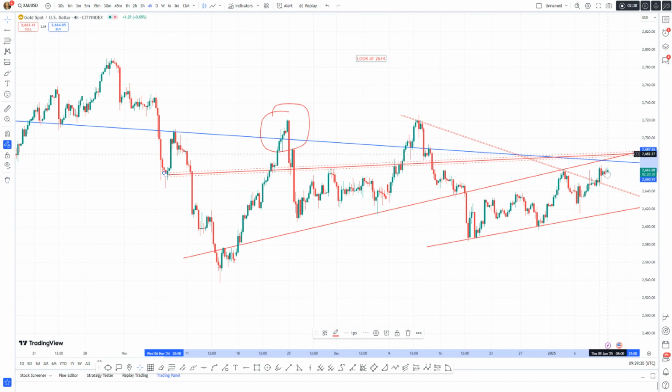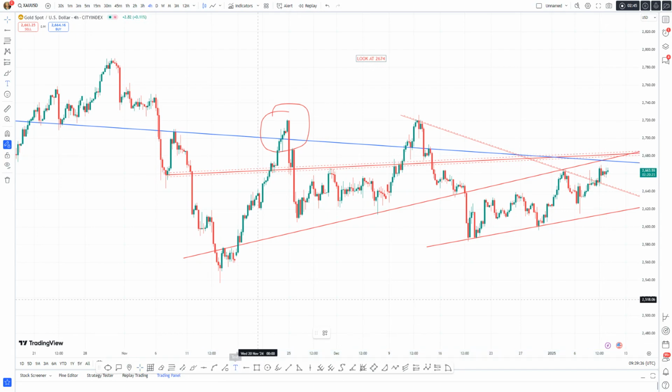On technical, it's telling you 2682 as an extreme sell case. So that is case two. These cases are going to form our zone for the next bearish drop.